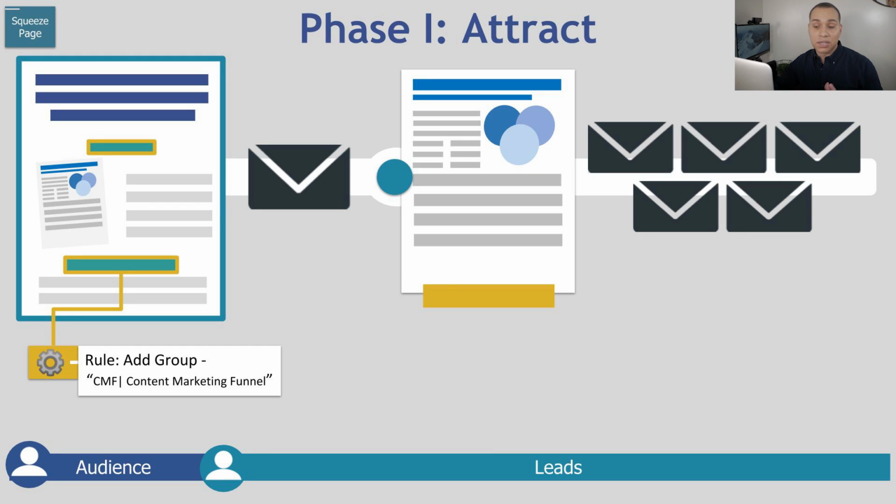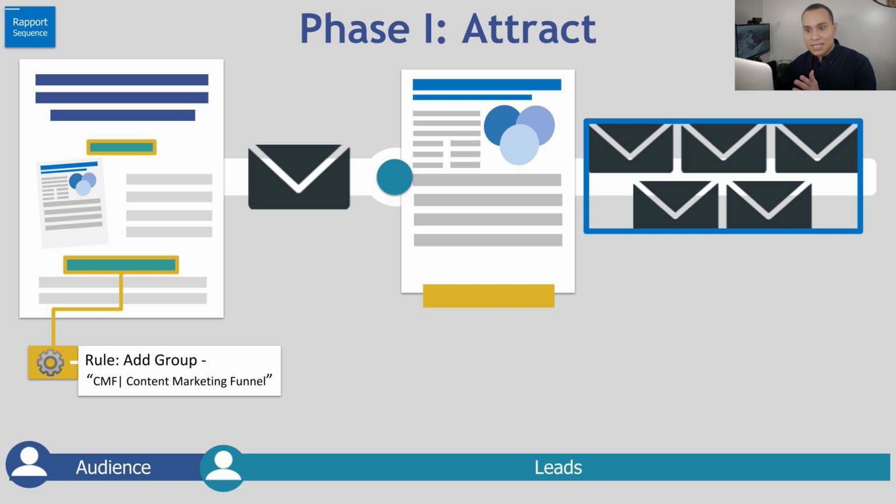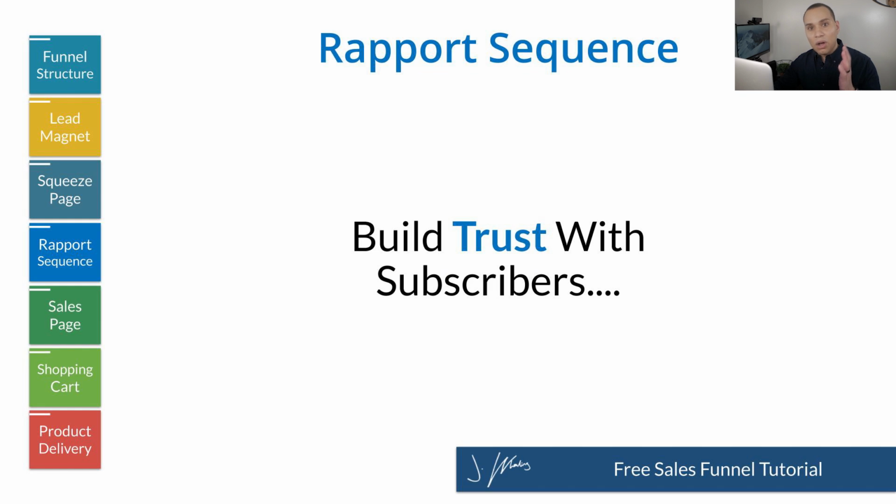So let's go back over to our diagram here. You see that we made our squeeze page and we've set up our first rule. So now we're ready for the next step, which is actually to start sending some emails. And this is going to be your rapport sequence. So we need to deliver your lead magnet, and then we also need to begin building rapport with your new email subscribers, and of course seeding the value of whatever your paid product or service is. So all we need to do with the rapport sequence is build trust.